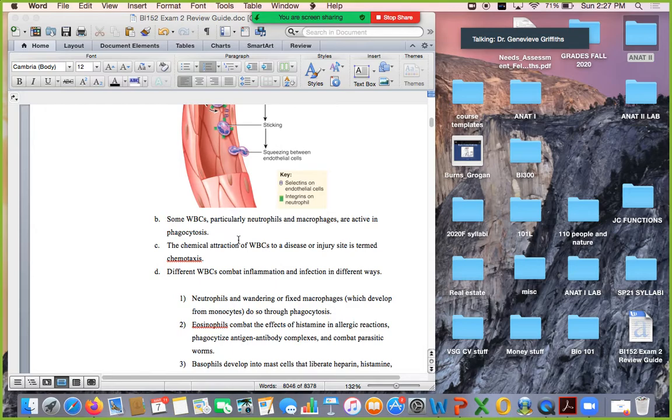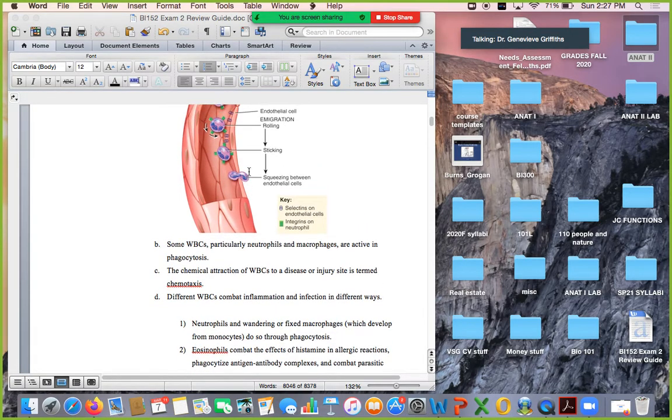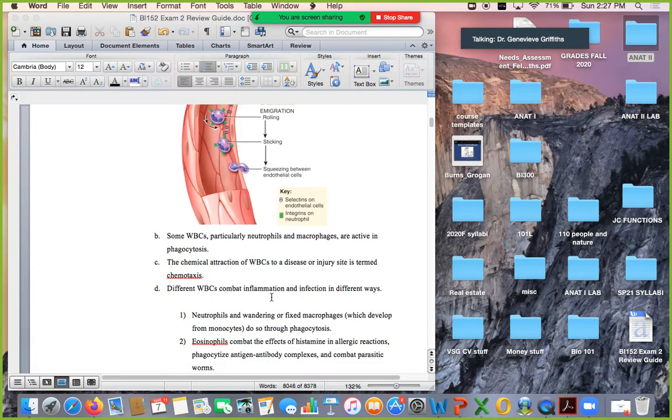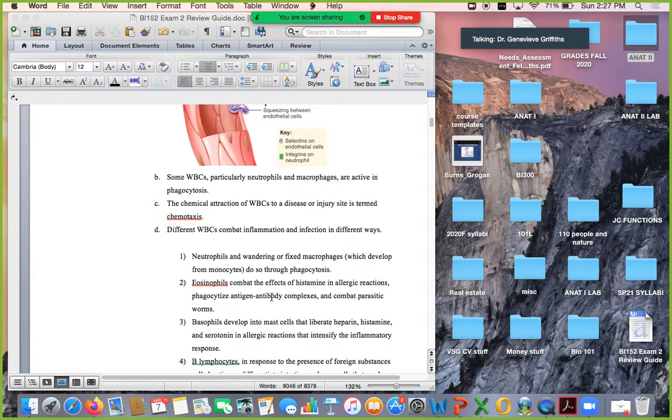And again, they do this by chemotaxis. So there are these different chemical markers. This is like the selectin-integrin interaction that I was talking about. That's going to give them the signal that says, hey, you should come over here because we have inflammation and infection in this region.